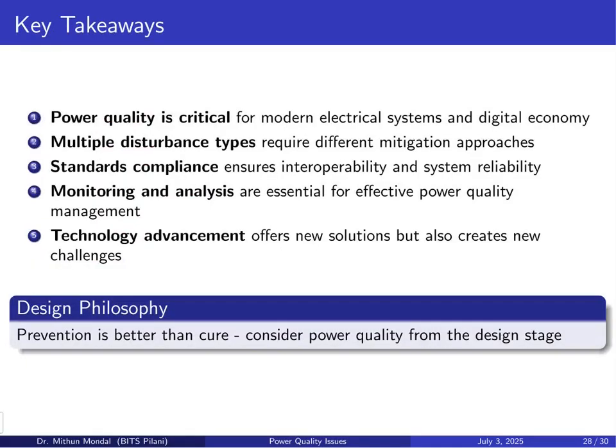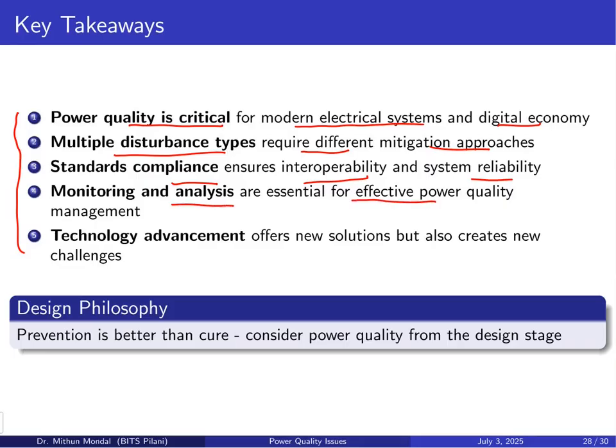And let us take the key takeaways from the discussions we have had on power quality. Power quality is critical for the modern electrical system and the digital economy. There can be multiple disturbance types, which require different mitigation approaches. Standard compliance ensures interoperability and system reliability. Monitoring and analysis are essential to effective power quality management, and technology advancements offer new solutions but also create new challenges.